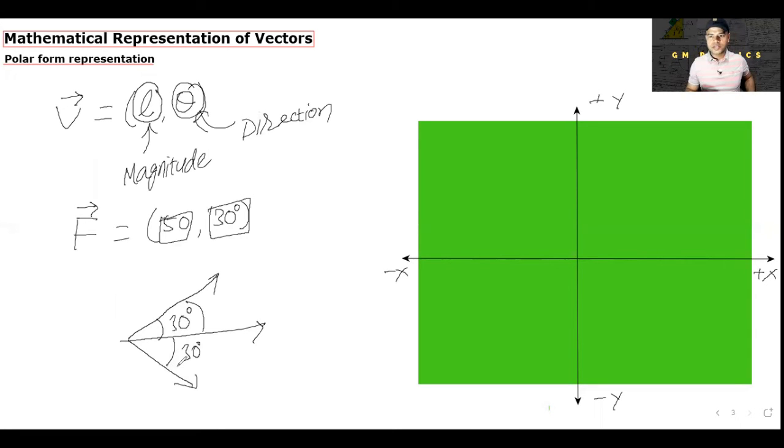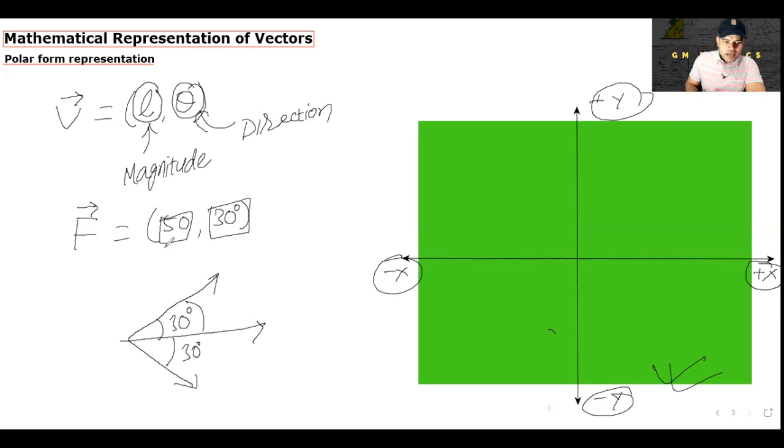Exactly true question. So let's make it completely clear in this discussion. For this, we require a Cartesian plane. And here I have already drawn the Cartesian plane. This is positive x-axis, this is negative x-axis, this is positive y-axis, this is negative y-axis. You are already familiar with Cartesian plane.